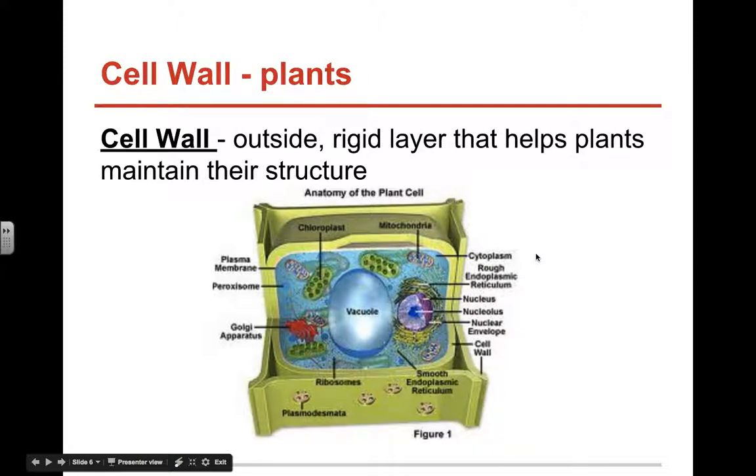Plants also have a cell wall. Some bacteria have a cell wall as well. That is something that some bacteria have. This is the outside rigid layer that helps plants maintain their structure, right? The vacuole of water helps push the rest of the cell out so that it meets the cell wall and keeps the plant cells nice and full and able to stand. The cell wall has one of my favorite science words ever, the plasmodesmata. These are holes in the cell wall that allow the plant cells to communicate with each other. The plasmodesmata.